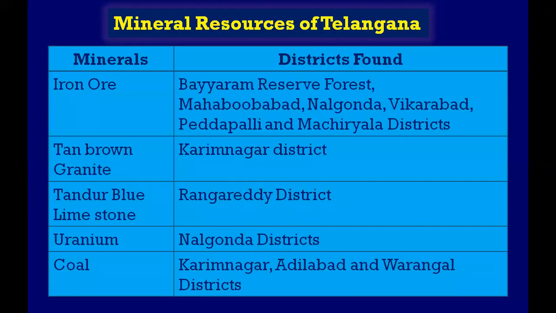Now let us see the mineral resources of Telangana. Here are some minerals and the districts where we find them. Iron ore is found in Bayaram Reserve Forest, Mahbubabad, Nalgonda, Vikarabad. Tan brown granite in Karimnagar district. Tandur blue limestone in Rangareddy district. Uranium in Nalgonda district. Coal in Karimnagar, Adilabad and Warangal districts.